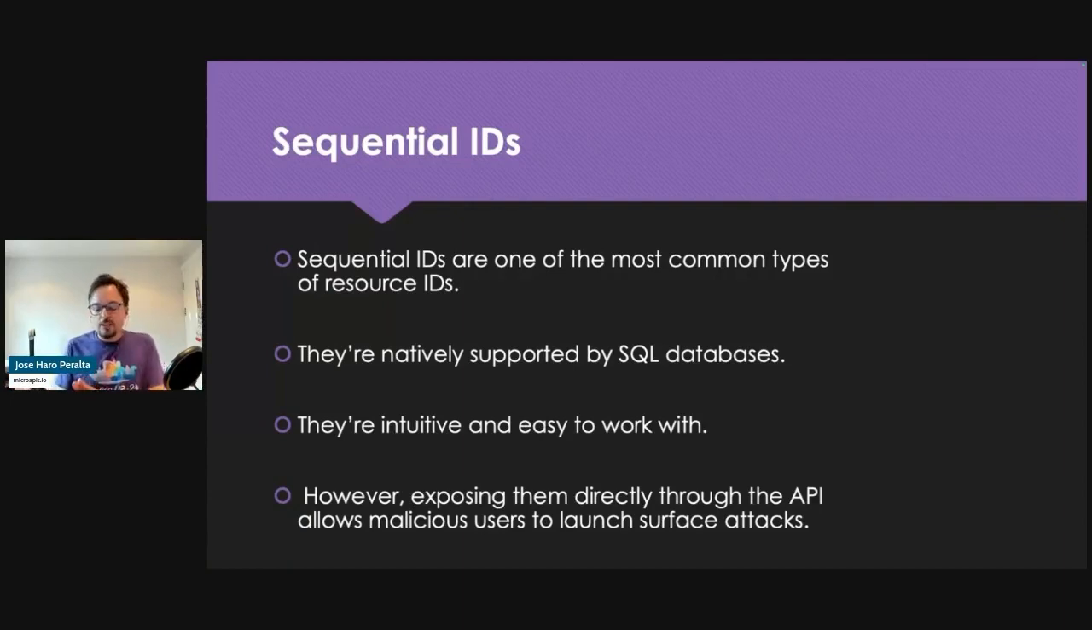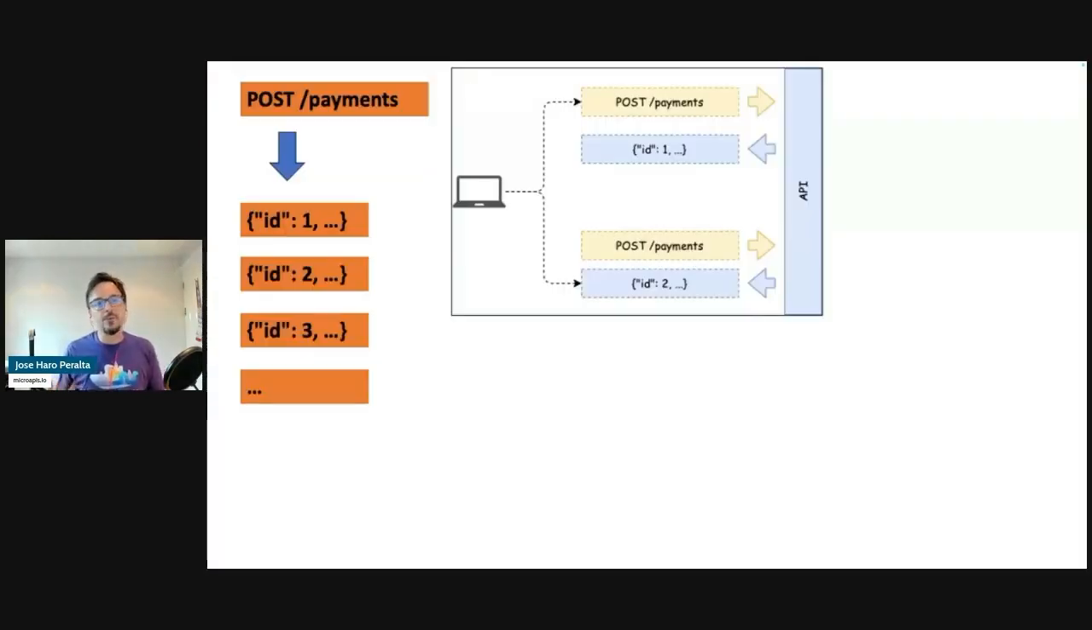The problem is when we expose those values directly through the API. Because they are sequential, they are predictable. And so something like this can happen, right? Imagine we have a payments API. We make a payment, we get back an identifier. We make a second payment, we get back a second identifier. We see a predictable pattern in those identifiers.